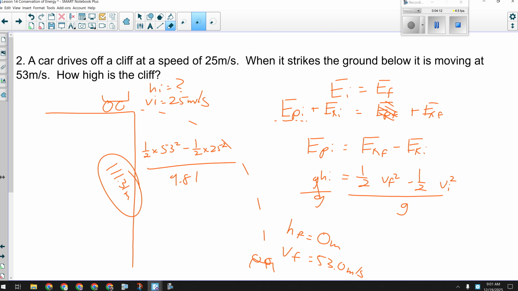Ringing a bell from yesterday? Is 53 meters per second pretty fast? Very fast. That is definitely going to destroy the car. The whole action movie trope of cars exploding all the time when they go off cliffs, even though they really don't. Yeah, all of that stuff would happen.